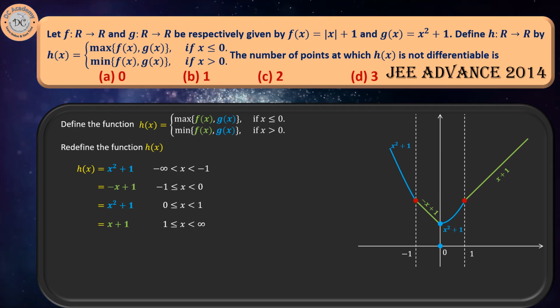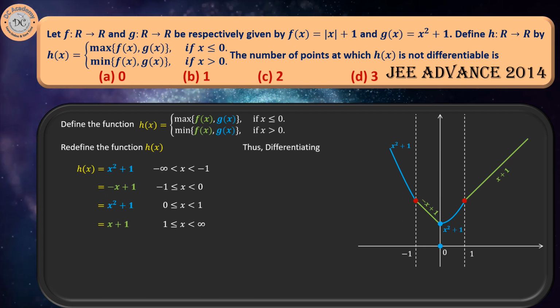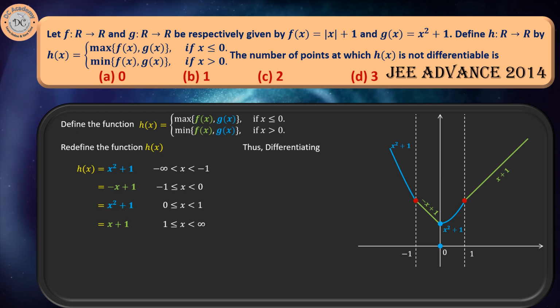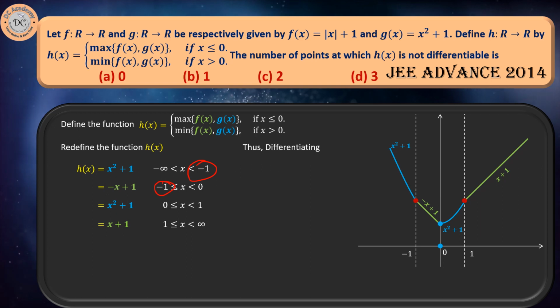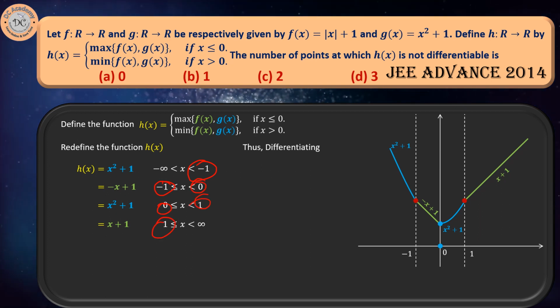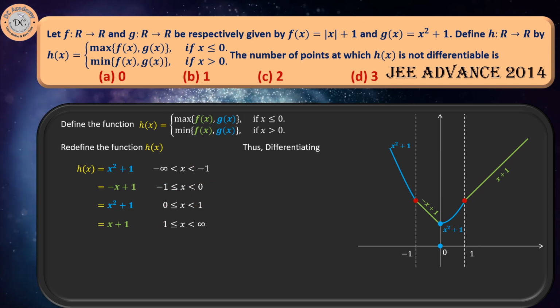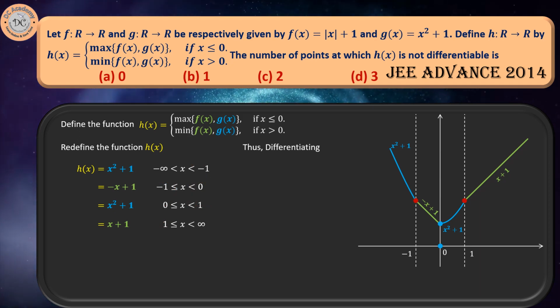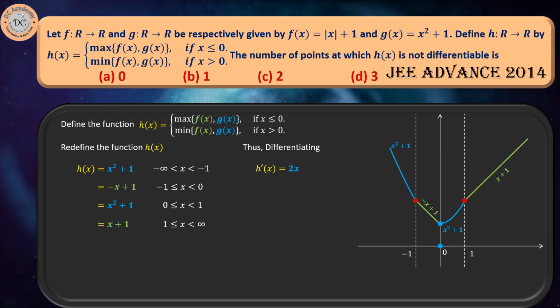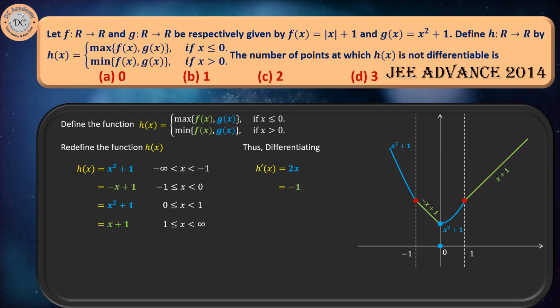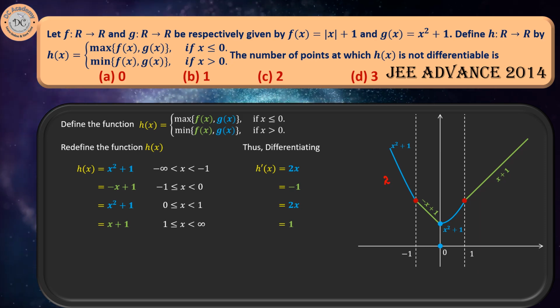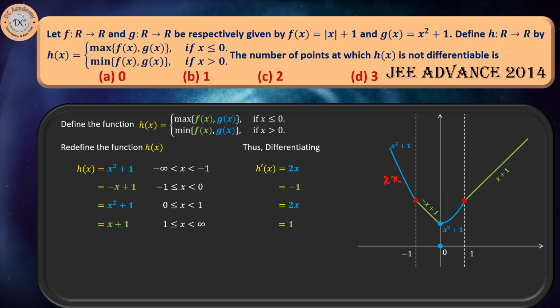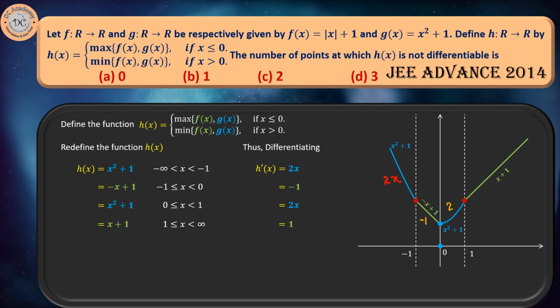Here we differentiate the function h(x) in each and every small interval. We are not doing the differentiation at the junctures, the points minus 1, 0, and 1, because those need to be analyzed separately. But we can do it inside each interval. So h'(x) will be 2x, then minus 1, then again 2x, and then 1.